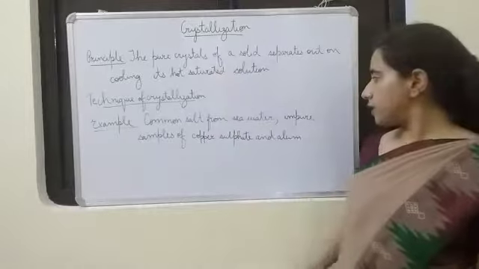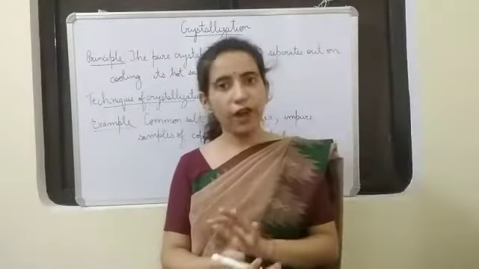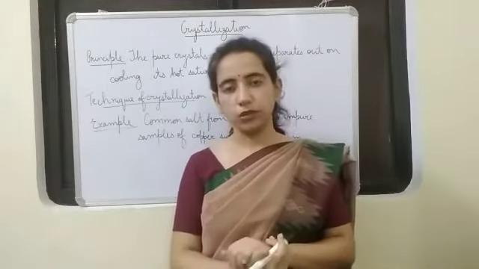The other examples here are impure samples of copper sulfate and alum. They can be purified by the process of crystallization.